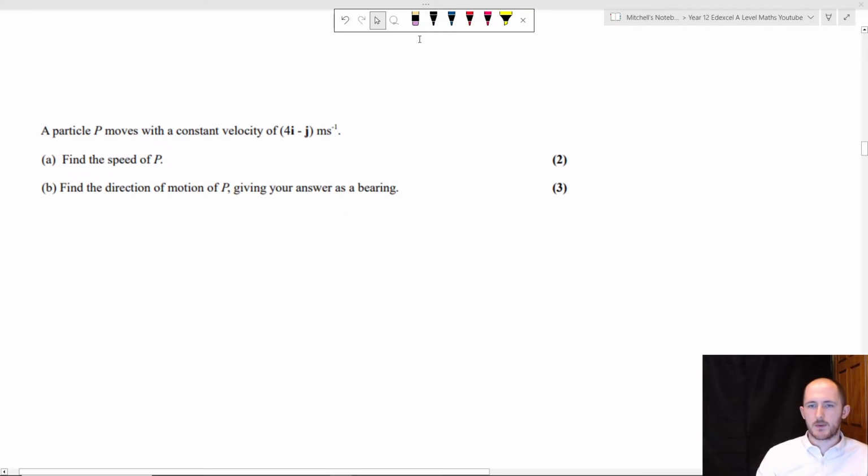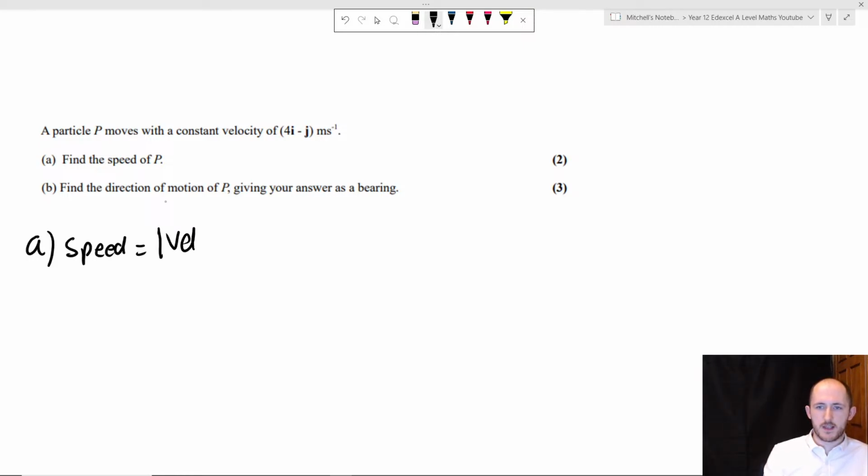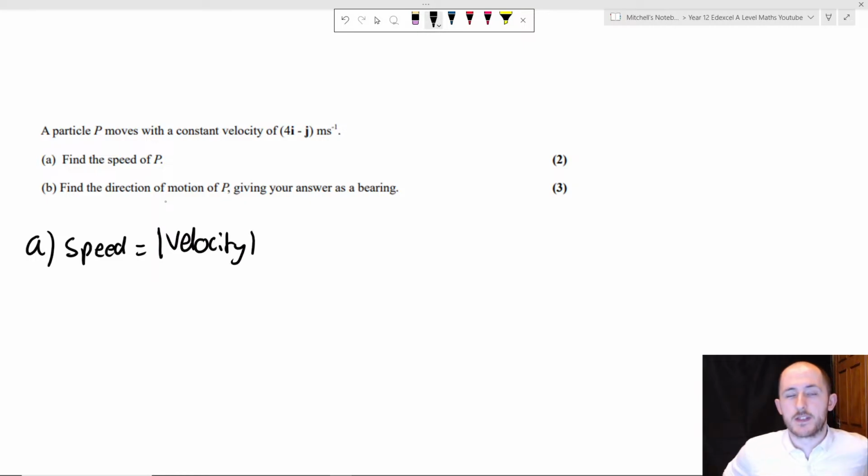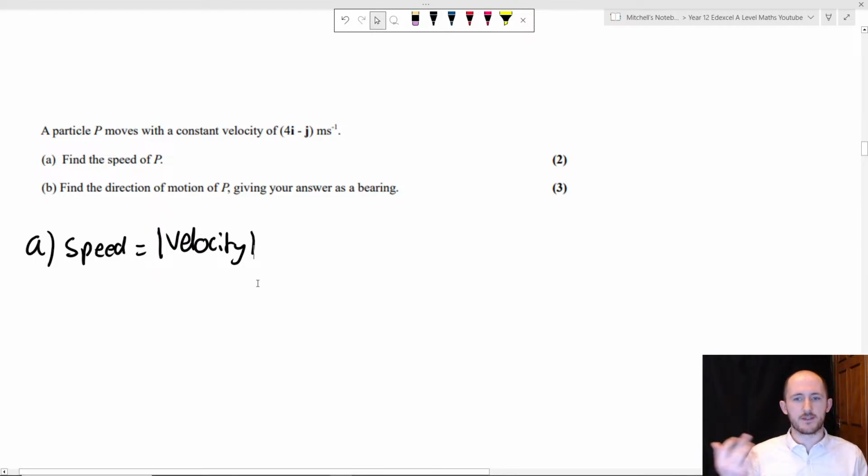Let's go to the next one then. So, particle P moves with a constant velocity of 4i minus j, and it says find the speed. So as we wrote a bit earlier, speed is just equal to the magnitude of velocity. So when you take the magnitude, you essentially just remove the direction from a vector. So you can change between vectors and scalars. Well, in this case, just from a vector to a scalar. So you can just get rid of the kind of direction part of it.